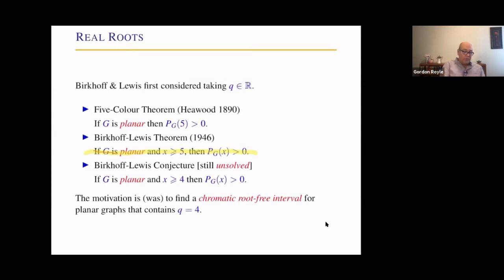And this was the very first conjecture in chromatic polynomials. And it's now 75 years old. And as far as I know, nobody has the faintest clue how to solve it. Okay, the motivation for Birkhoff and Lewis was, again, the four-color theorem. He wanted to show that there was some real interval around 4 that was free of chromatic roots. Well, then you've proved the four-color theorem.